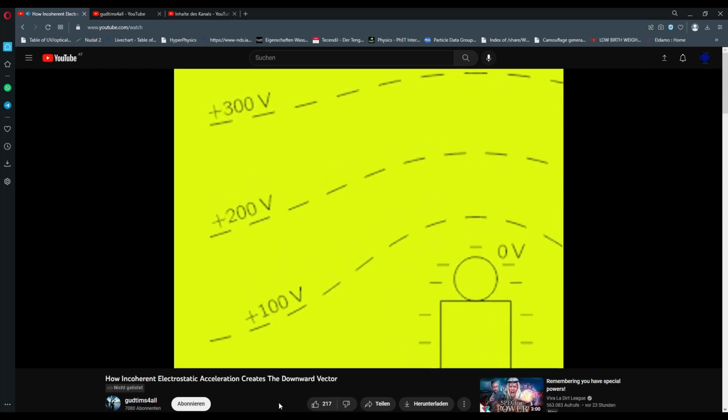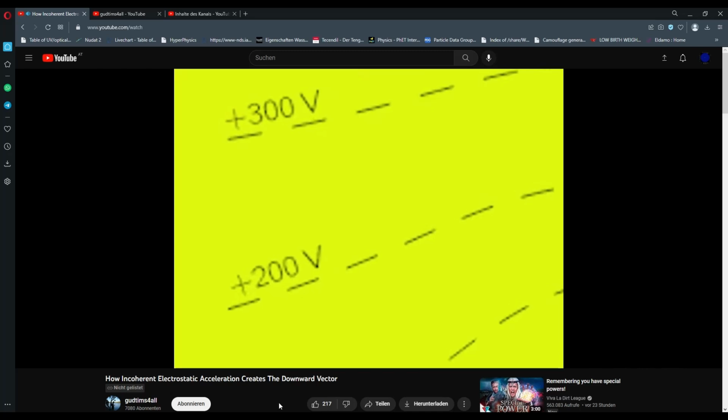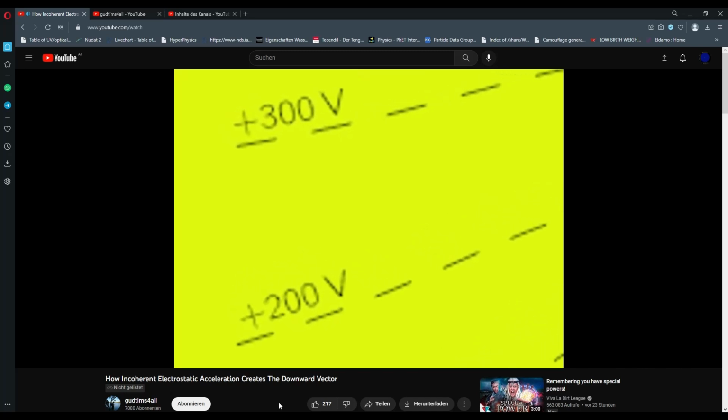As soon as you leave the surface, there is a positive charge in the air around you that grows in electrostatic potential the further you go up towards the sky.